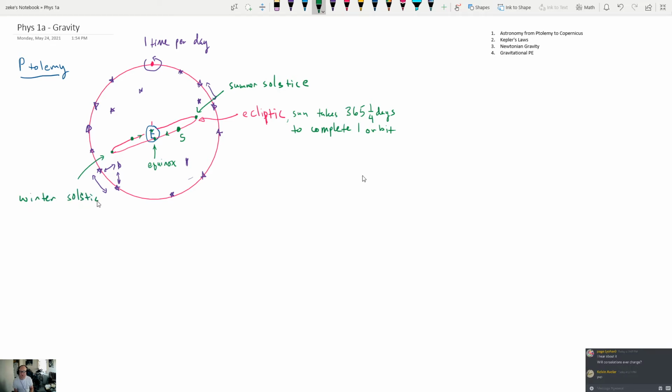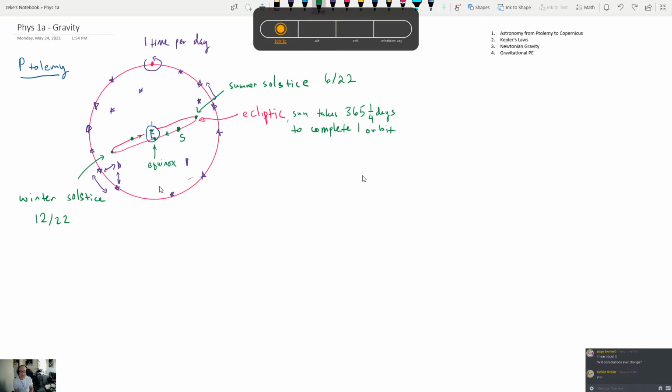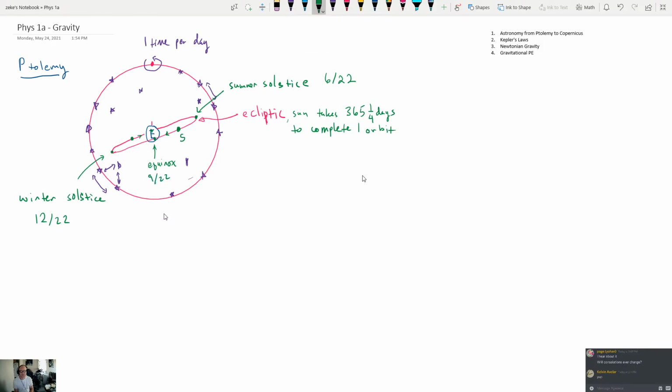And if you don't know what those are, the summer solstice occurs basically on about June 22nd, and the winter solstice occurs on December 21st, 22nd, something like that, right? And the equinoxes occur around the 22nd of March. And if I want to get this correct, this one would have to be 9/22. Okay, it's around there. It could be the 20th or the 21st.